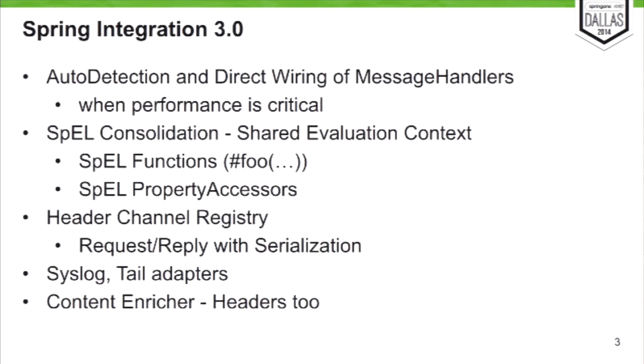We added a couple of adapters, syslog and one for tailing files. Content enricher, this was a feature that came from the community, a desire that when we invoke a subflow to enrich a payload, you couldn't actually update headers at the same time. We had a workaround on the wiki, but this was to consolidate that and say that if you call a downstream flow using an enricher, we can basically do anything we want to the message, including the headers.